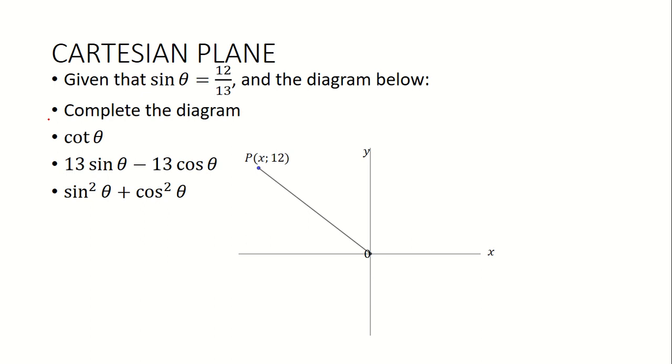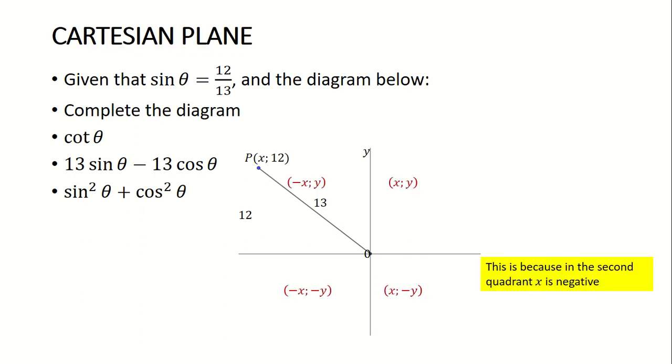Okay, I did actually emphasize it in the previous video where I told you that in the second quadrant, x will be negative, but y will be positive. In this case, we do have our y value, which is 12, which is positive, but we are missing our x value. However, we are given that sine theta is equal to 12 over 13. So basically, they gave us the opposite and the hypotenuse. Okay, I'm going to draw it quickly in the next slide.